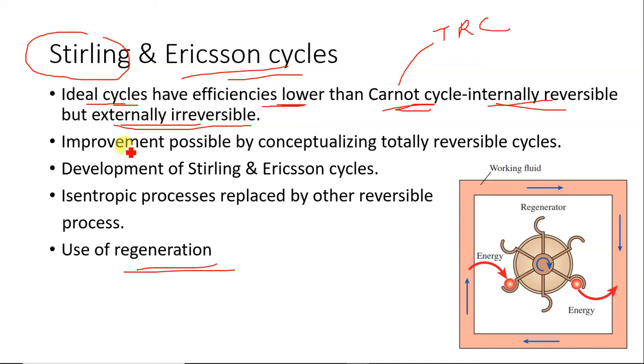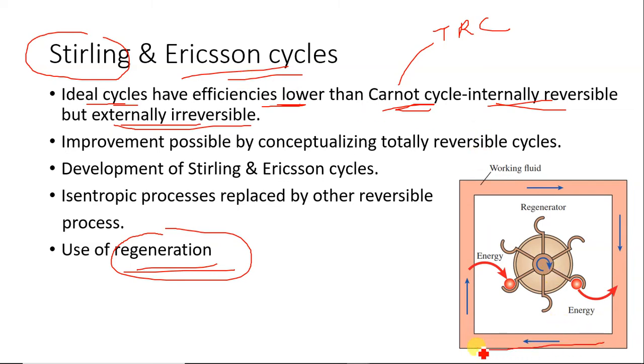Then the next thing is, we can do some improvement in these ideal Stirling and Ericsson cycles, and we can think of them as totally reversible. We actually have a concept called regeneration in the case of the Stirling and Ericsson cycle. Now what is that regeneration? We'll see that. Basically it is a type of thermal energy storage system. I'll tell you how it works. Suppose we have 4 processes.